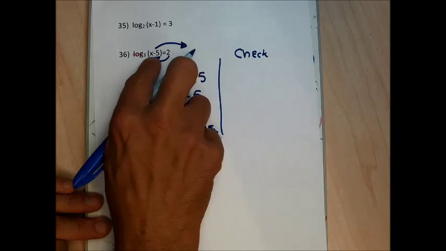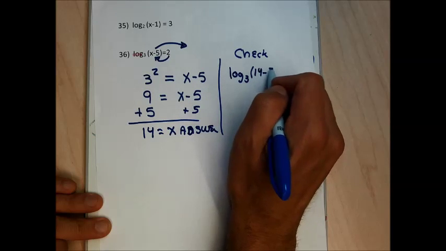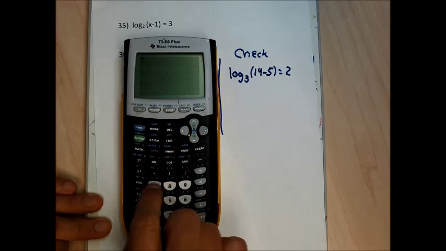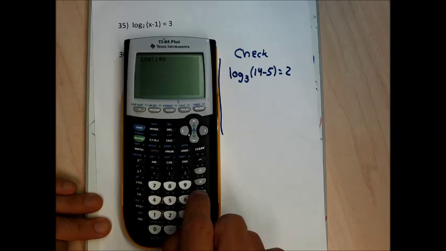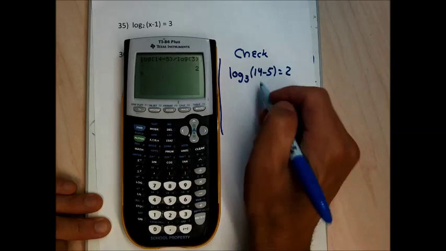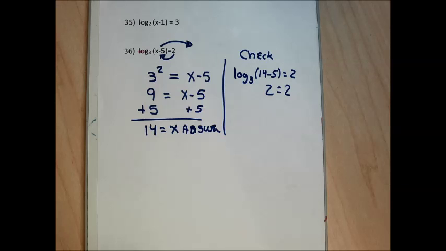To check, I'm just going to plug 14 in for that. I'll get the log base 3 of 14 minus 5 equals 2. So I'm going to do that on my calculator. On my calculator for that, I'll do the log parentheses of 14 minus 5 and then divided by the log of 3. And because it gives me 2, I know my answer is correct. So up to 38, all the problems are more or less the same. And then once we get beyond 38, we'll get in rapid succession 3 different kinds of problems.